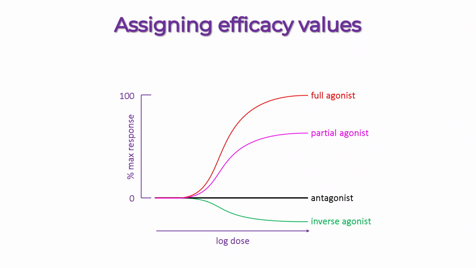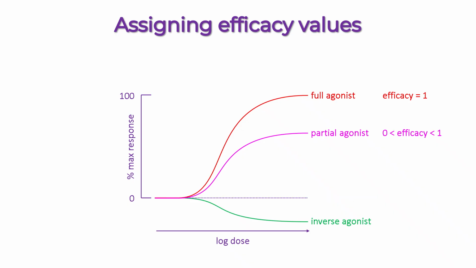So how are efficacy values actually assigned? Efficacy is defined relative to a reference agonist. A full agonist is the ligand that produces the largest maximal response in a given system. By convention, that response is assigned an efficacy value of 1. Partial agonists produce a smaller maximum under the same conditions. Their efficacy lies between 0 and 1.